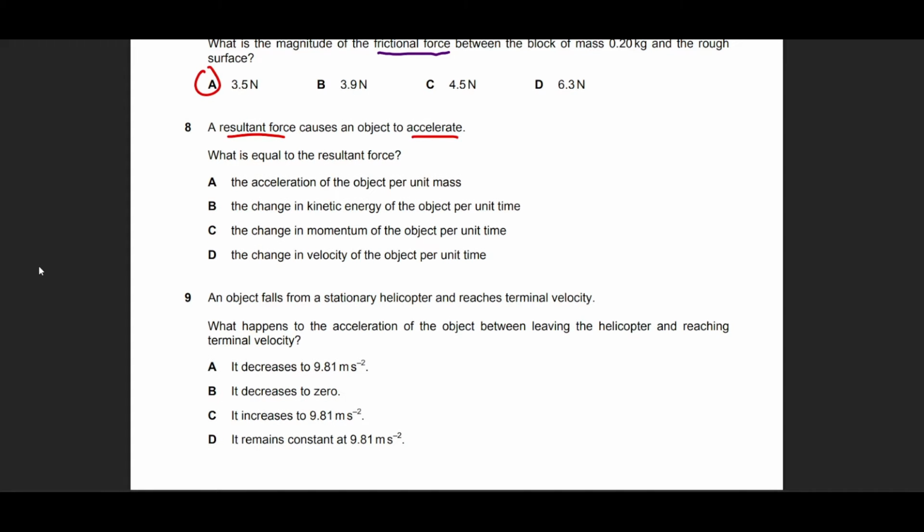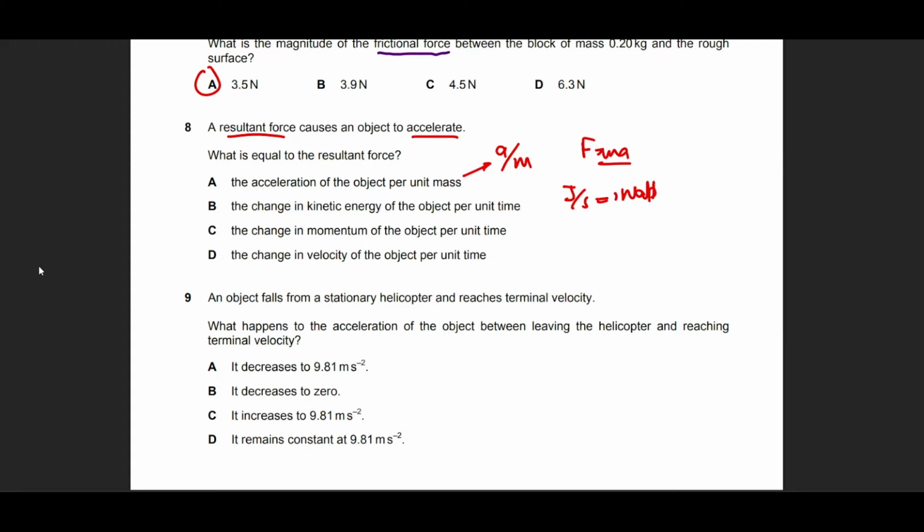Okay, let's explore these things. Acceleration of the object per unit mass. So effectively in English, what he's trying to say is a divided by m. This is not the resultant force. In fact, in the resultant force, m and a are being multiplied. Changing kinetic energy per unit time. So joules per second again. This is watts. This is not force.